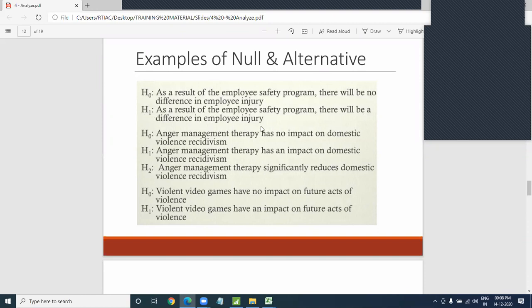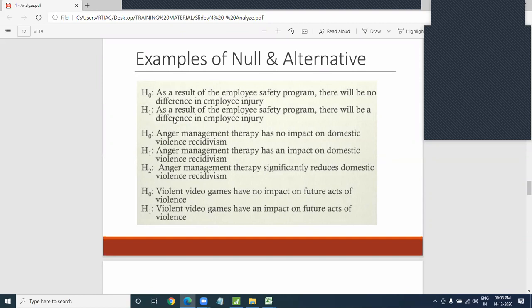Alternate says, as a result of employee safety program, there will be a difference in employee injury. Now, a basic question that can come to mind: why can't this be an alternate statement? Why can't this be a null statement? Always keep this in mind: whenever in dilemma, ask yourself, what are you trying to prove? If you're trying to prove something, that's alternate, because you always need to prove alternate.